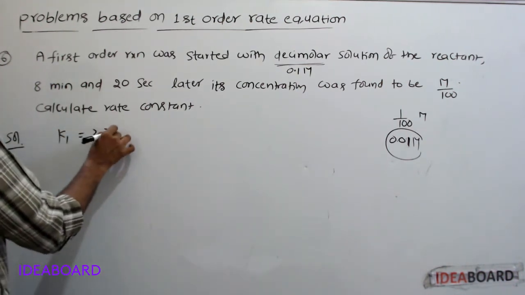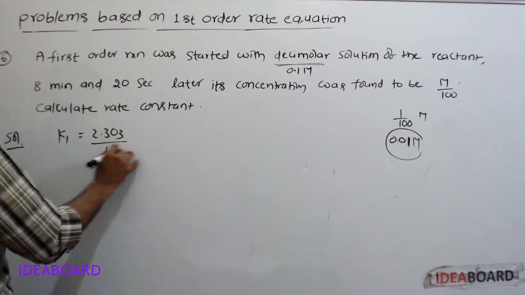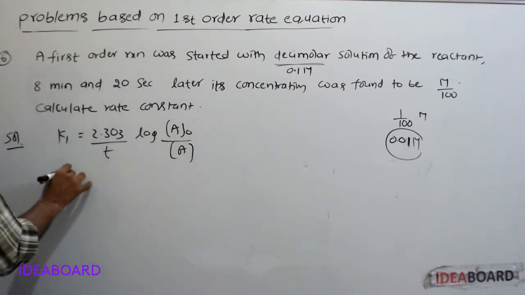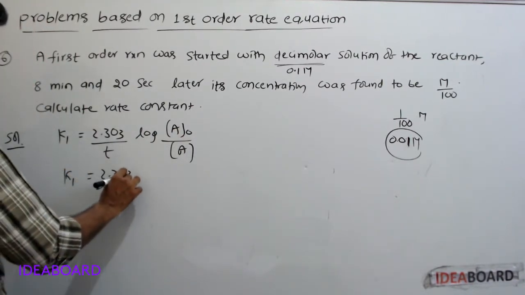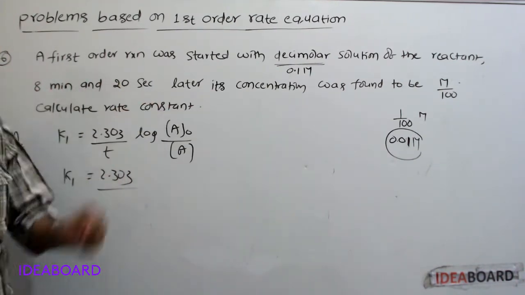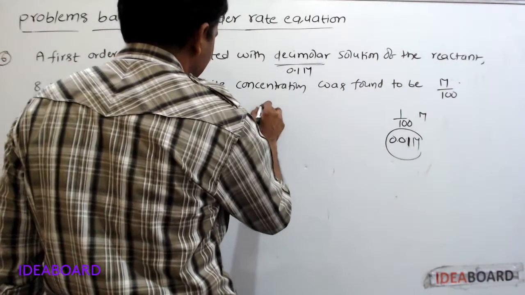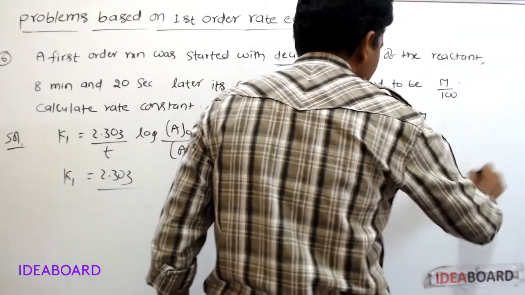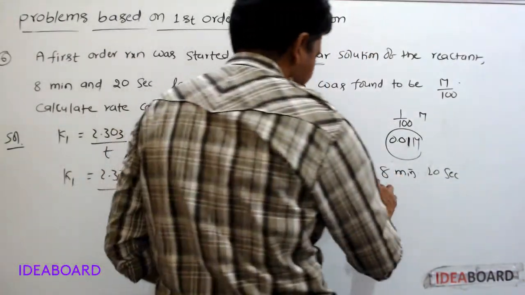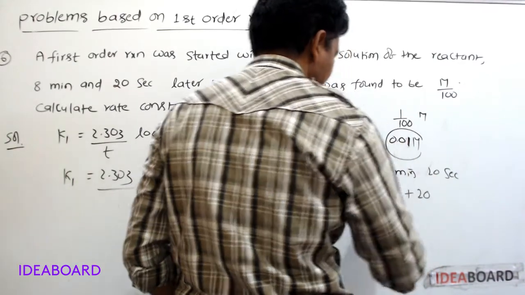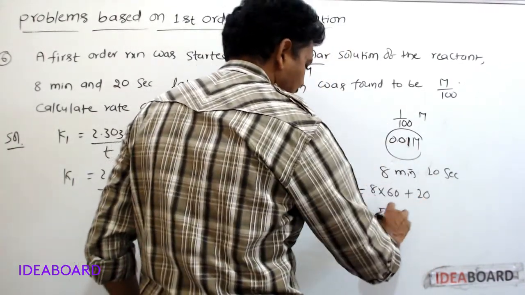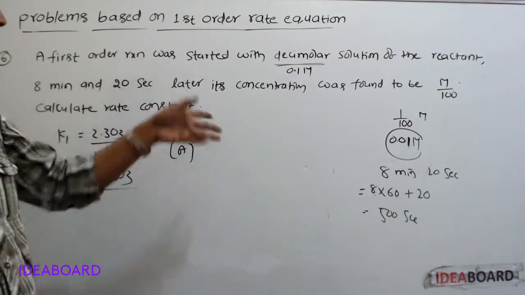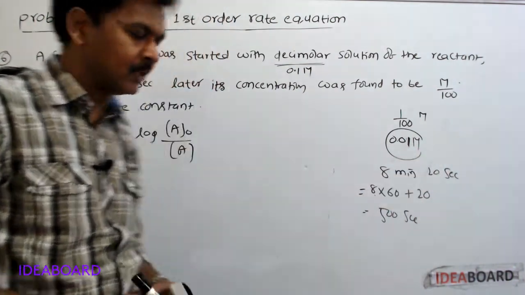K1 is equal to 2.303 by T log of A naught by A. K1 is equal to 2.303 divided by time. 8 minutes 20 seconds is given. 8 minutes 20 seconds means 8 into 60 plus 20 seconds, 480 plus 20, 500 seconds. Convert the time into seconds: 500 seconds.